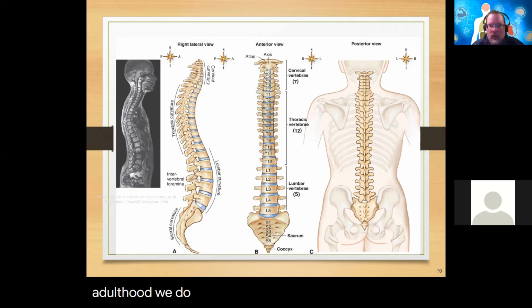We do see two anterior curves. Notice our little compass. We have anterior, posterior. So we're looking at the front or the anterior portion of the vertebral column. And again, we see a cervical curvature and then a lumbar curvature. So those are normal spinal curves in the anterior direction. So we call these anterior spinal curves. Okay, so the cervical curve and the lumbar curve are considered to be anterior curves.